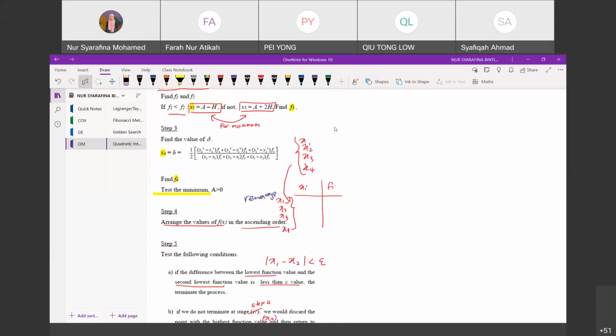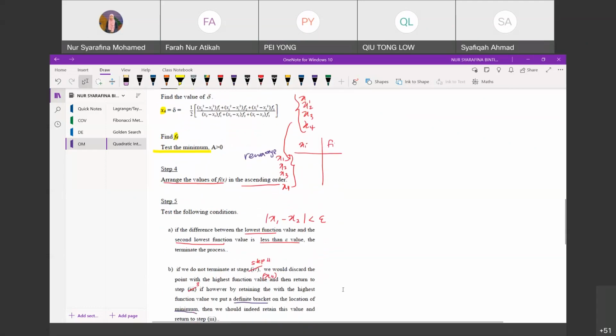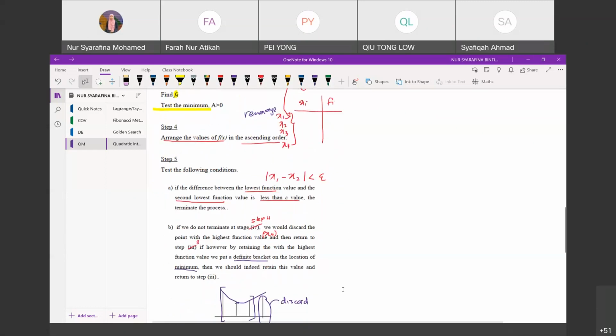In the arrangement, we have to check first the lowest function and the second lowest, which are x1 and x2. If the difference of x1 and x2 is less than epsilon, then the optimal solution is obtained. We should stop the process. But if it is not less than epsilon, we have two options. First, we can just discard the highest function value, which is x4, or you need to identify the location of the minimum and put the definite bracket.